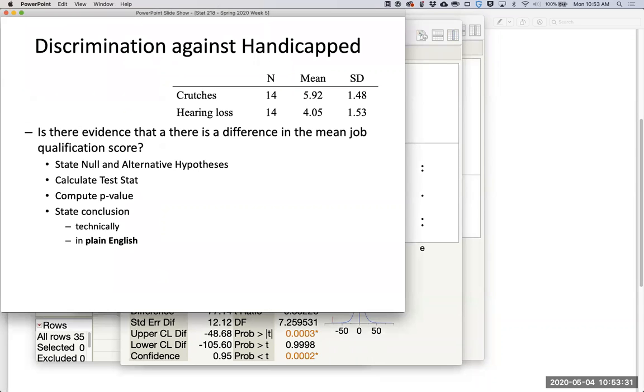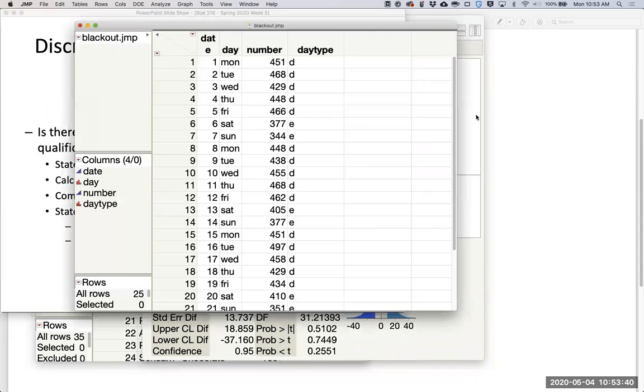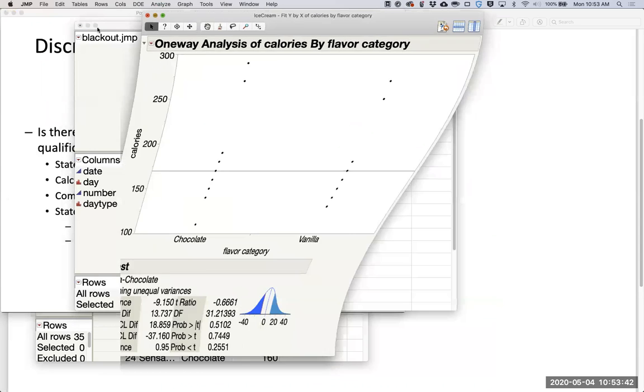Okay, so one more example. And this is an example that we had looked at earlier on, or talked about. Did we talk about this? No, I don't think we did. So let's talk about this example right now, because it's sort of a cool one.